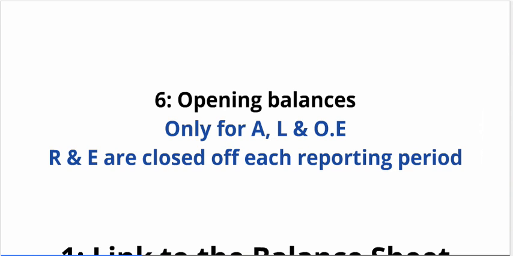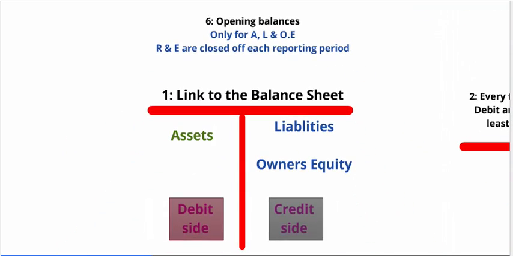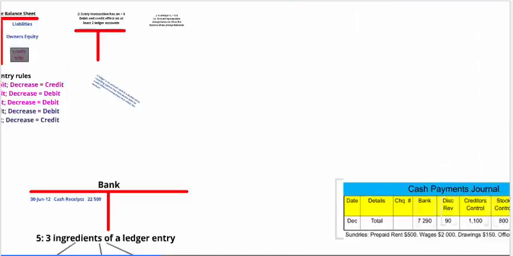For opening balances, we must list them for assets, liabilities, and owner's equity. We don't have opening balances for revenue and expenses. We close them off at the end of each reporting period to comply with that principle, and also to comply with the relevance QC, that we can get an accurate measure of profit for each individual reporting period. And in order to do that, we've got to zero off, close off our revenue and expenses so that we can start the new period afresh. Again, always link it back to the balance sheet.